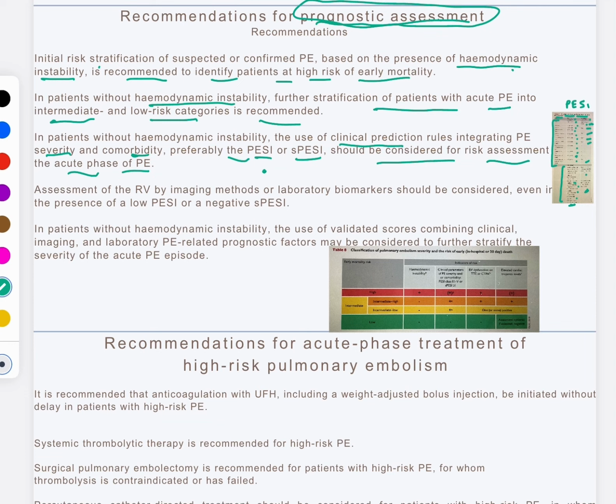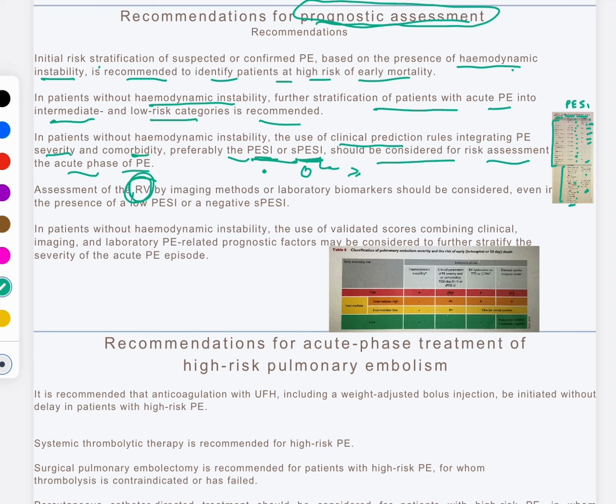So whenever a patient is coming with hemodynamic stability, you can calculate the PESI score or simplified PESI score and classify the patient into class 1, 2, 3, 4, 5, or if you are calculating the simplified PESI score, into 0 points or 1 or more than 1 point, so that we know if there is a high risk of early mortality or not.